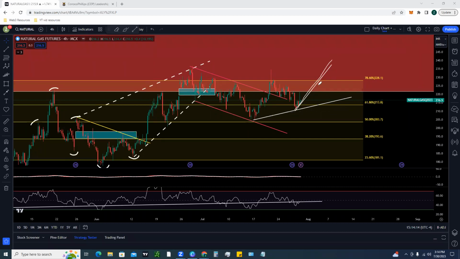This specific pattern is known as a bump and run, where you have a prevailing uptrend and then you get a bump up in the price. And if you break this trend line, all right, this trend line right here, then you would see a breakthrough, eventually both trend lines, and that would put the natural gas futures here on the MCX right around 204.